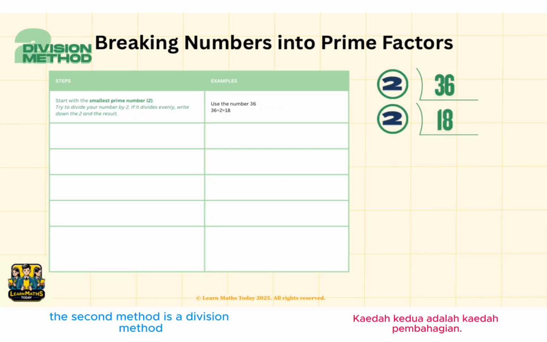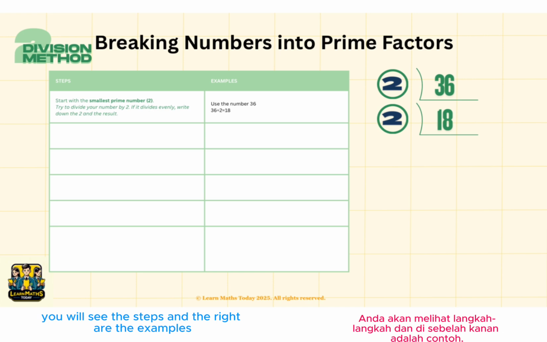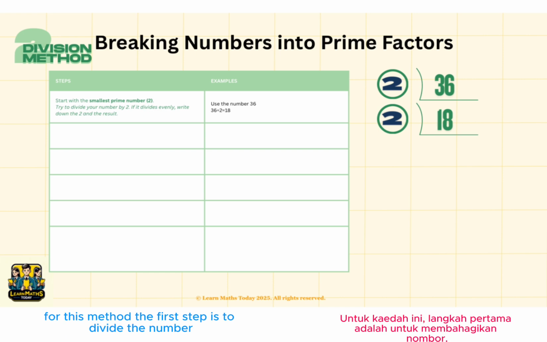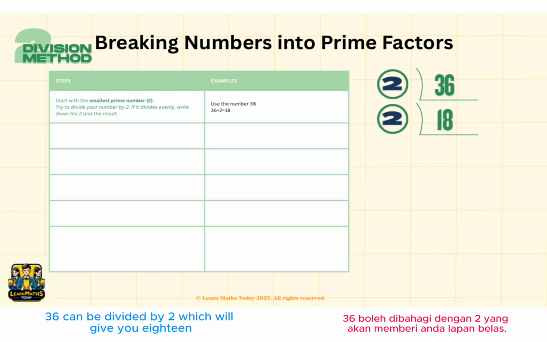The second method is the division method. On the left side of the table, you will see the steps, and on the right are the examples. We will use the same number 36 for this method. The first step is to divide the number by the smallest possible prime number. In this example, 36 can be divided by 2, which will give you 18.